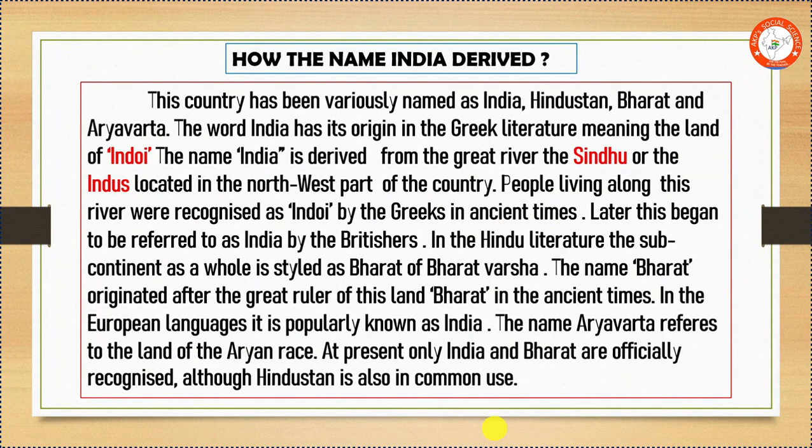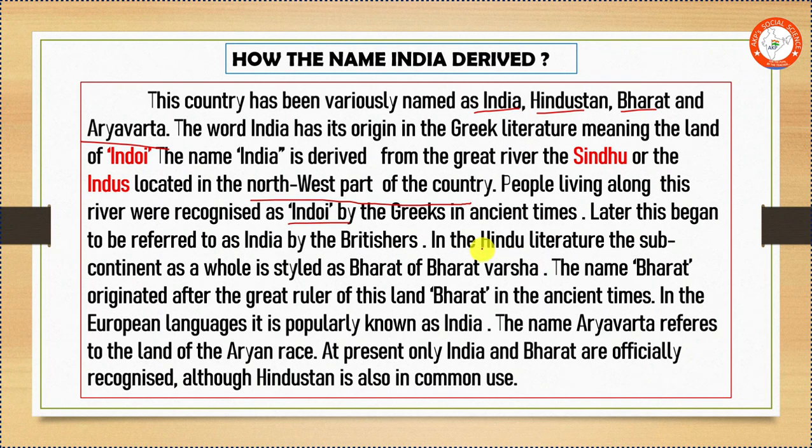How the name India is derived we see now. This country has been variously named as India, Hindustan, Bharat and Aryabharta. The word India has its origin in Greek literature meaning the land of Indoe. The name India is derived from the great river Sindhu or Indus, located in the northwest part of our country. People living along this river were recognized as Indoe by the Greeks in ancient times. Later, this began to be referred to as India by the Britishers.